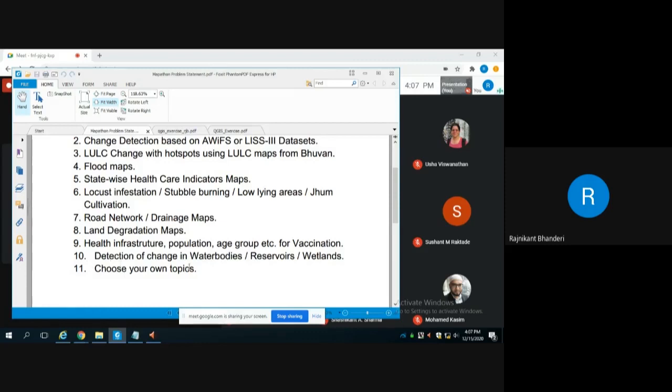And then the tenth one is detection of change in water bodies, reservoirs and wetlands. For this, a two time frame database is required, and you can generate a map of the two time frame database, integrate it, and come out with the changes, whether a water body is shrinking or expanding, or whether the number of reservoirs has increased, or wetland area has increased. So this kind of study can be done and you can come out with a wetland changes map or water body changes map. So this final map can be done.